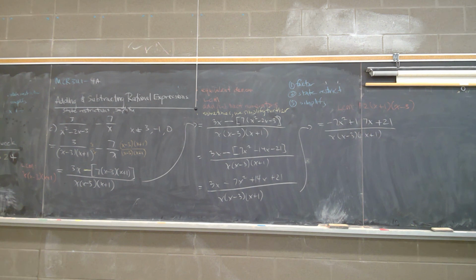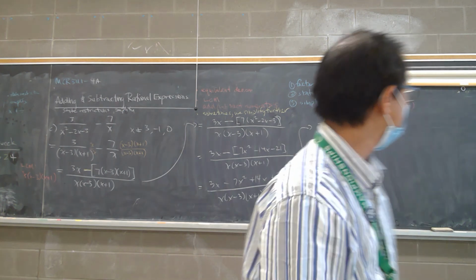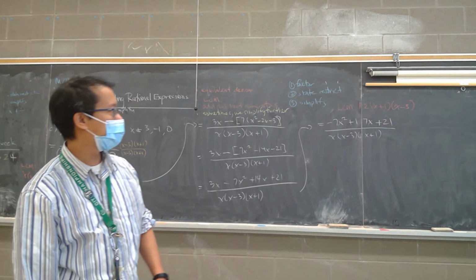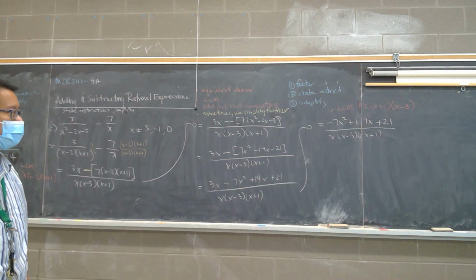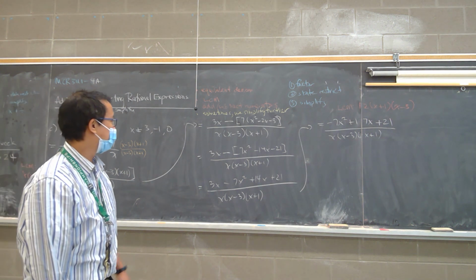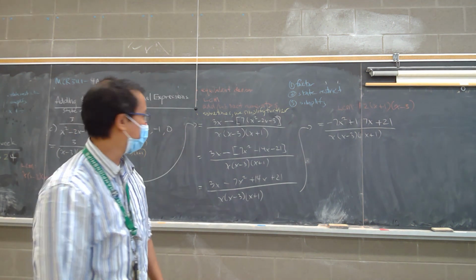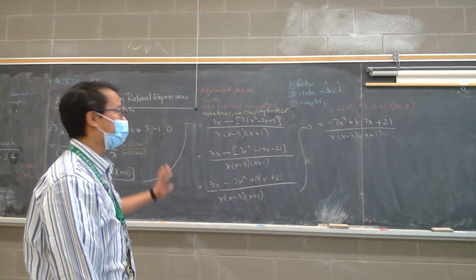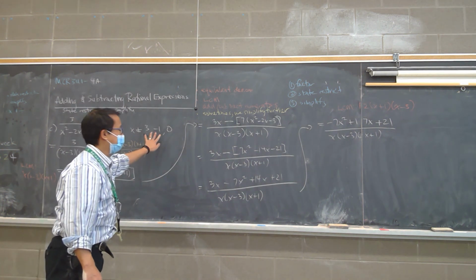Any questions from the class? Anyone still not too sure what I did? It's okay to ask. So the answer again, one more time, is negative 7x squared plus 17x plus 21 over x times x minus 3 times x plus 1, with those restrictions. X cannot equal 3, negative 1, and 0.